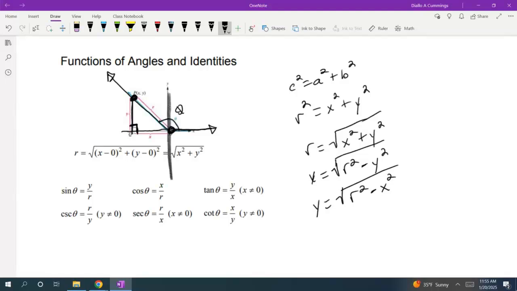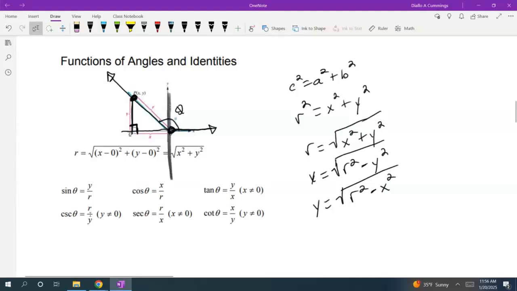In order to find the 6 trig functions, however, notice that the sine of some angle is y over r, the cosine is x over r, and the tangent of some angle is y over x. So notice all values can be pulled from your imaginary right triangle.